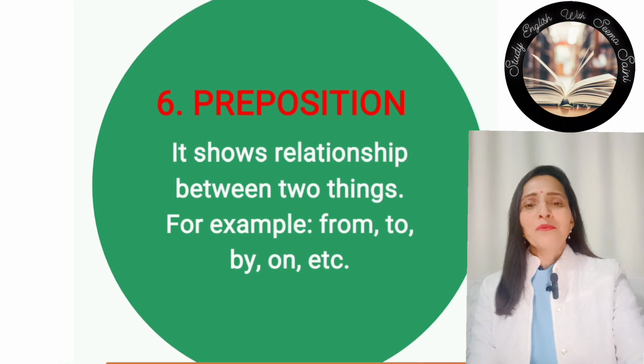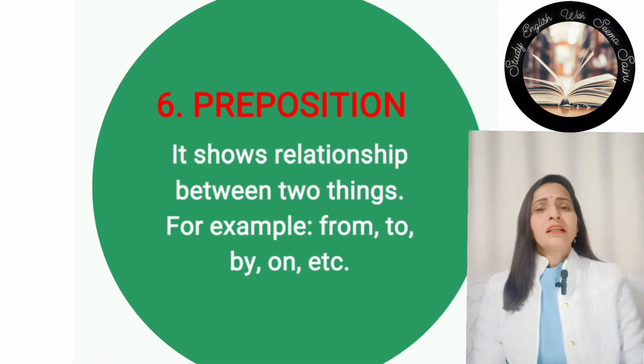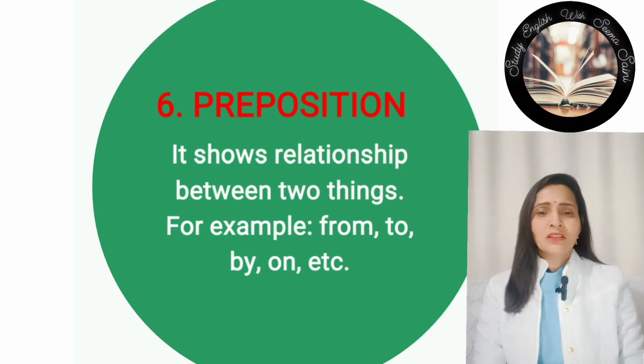So type 6, that is preposition. It shows relationship between two things. Okay, जो two things के बीच में relationship बताता है that is preposition. For example from, to, by, on, etc.